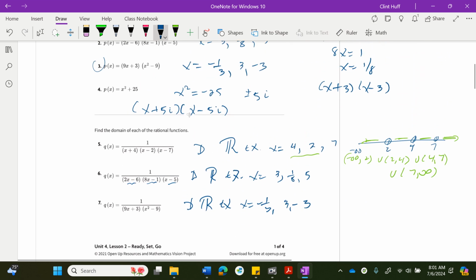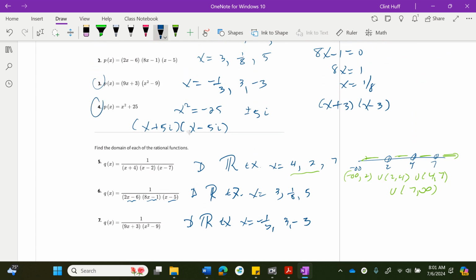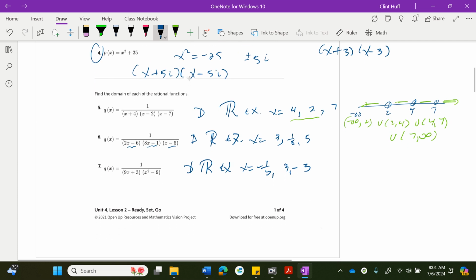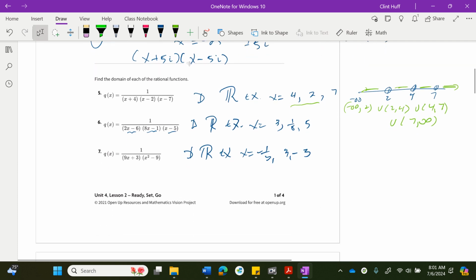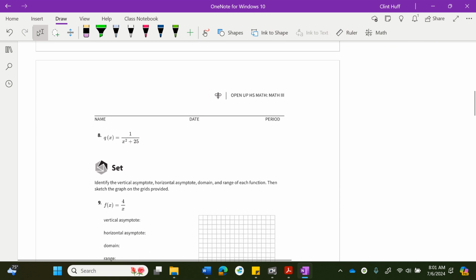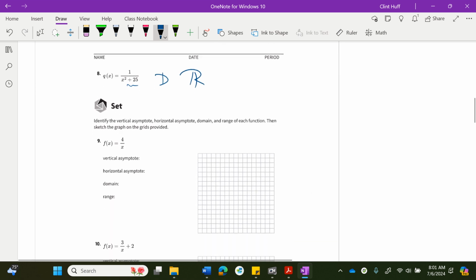Okay, now notice they don't do this one down in here because x squared plus 25 can never equal 0. So if that one were there, the domain would be all reals. Ooh, it is here, my bad. The domain here is all reals because this guy here can never equal 0.